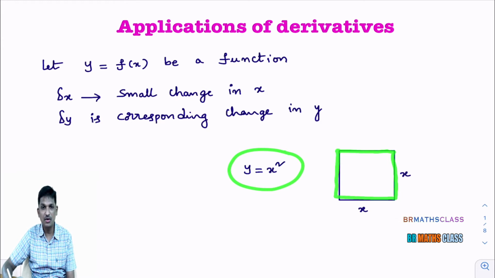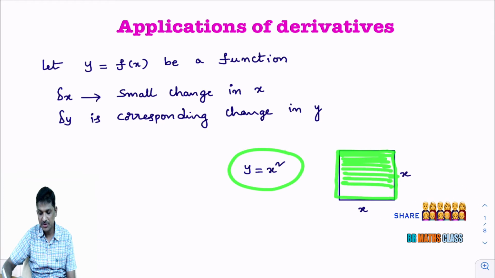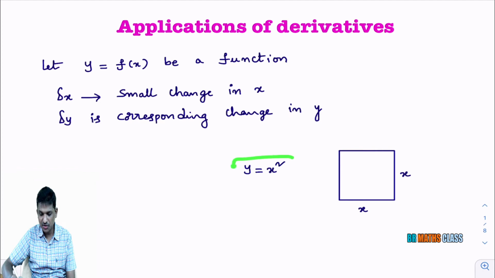Square means we know that all four sides will be the same. What is the area of this square? The area of this square is length into width. That means x into x, x square. You can observe here y equal to x square. Here x square is the area of this square.